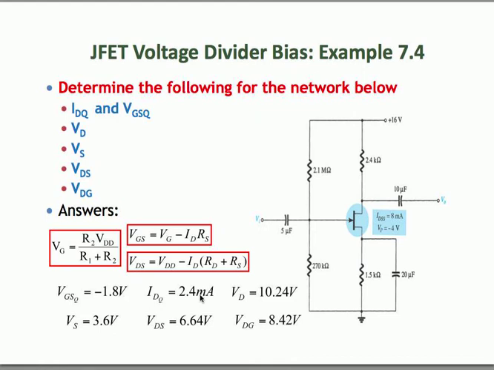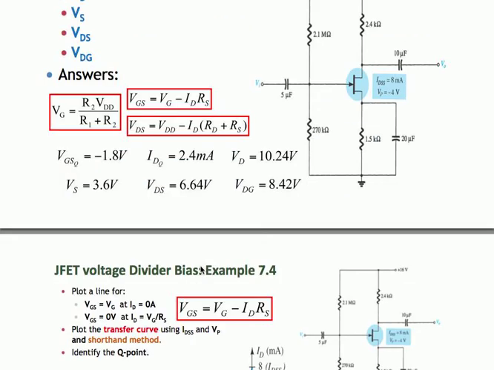Alright, so let's try a simple example on how to analyze a JFET transistor with a voltage divider bias. This is example 7.4 from the textbook. You are given a JFET circuit with a voltage divider bias. The parameters IDSS and pinch-off voltage are given, and you are asked to determine the following parameters. The answers are also given, so you can try it out and compare your answer.